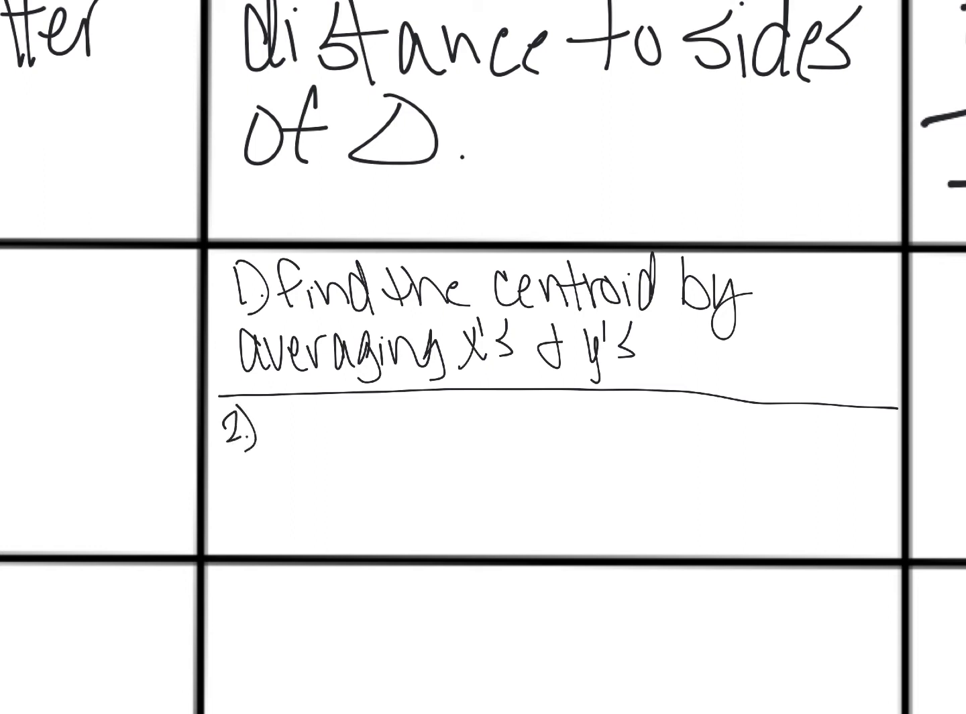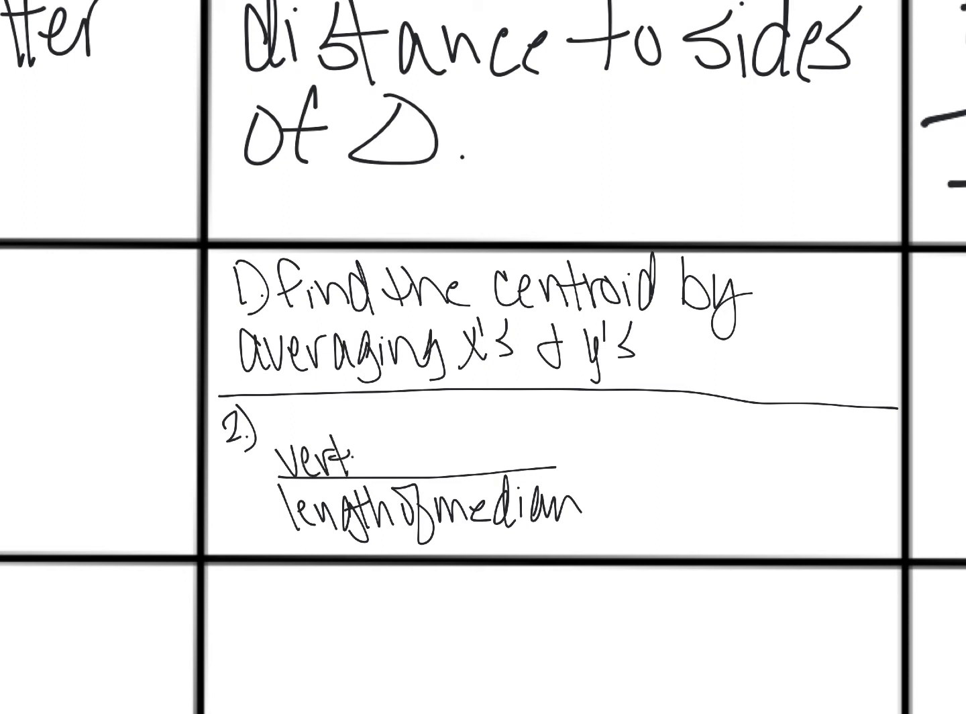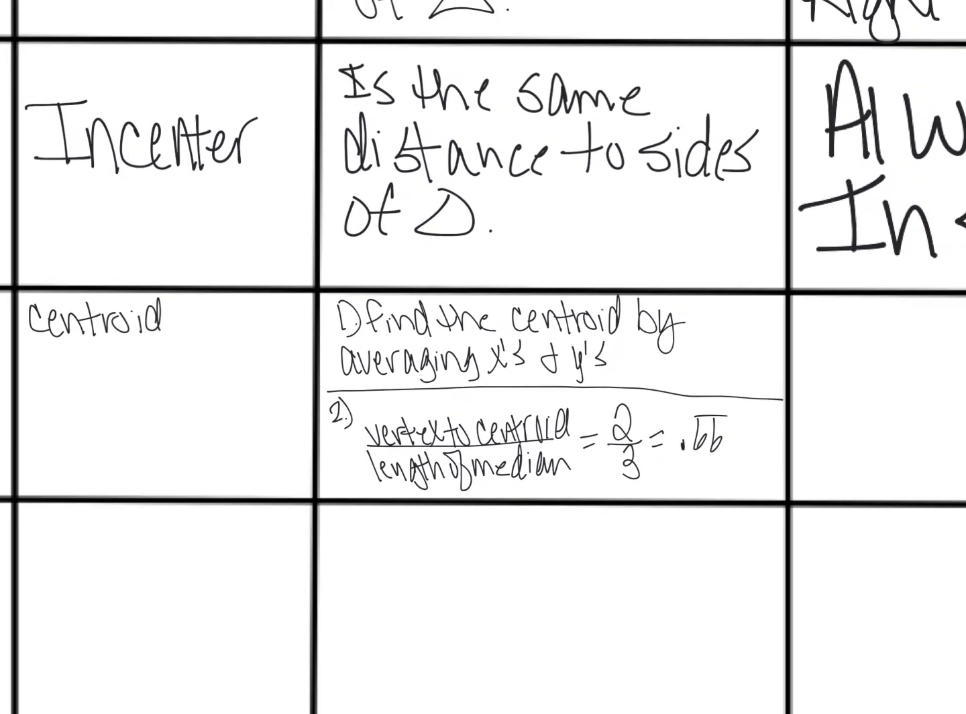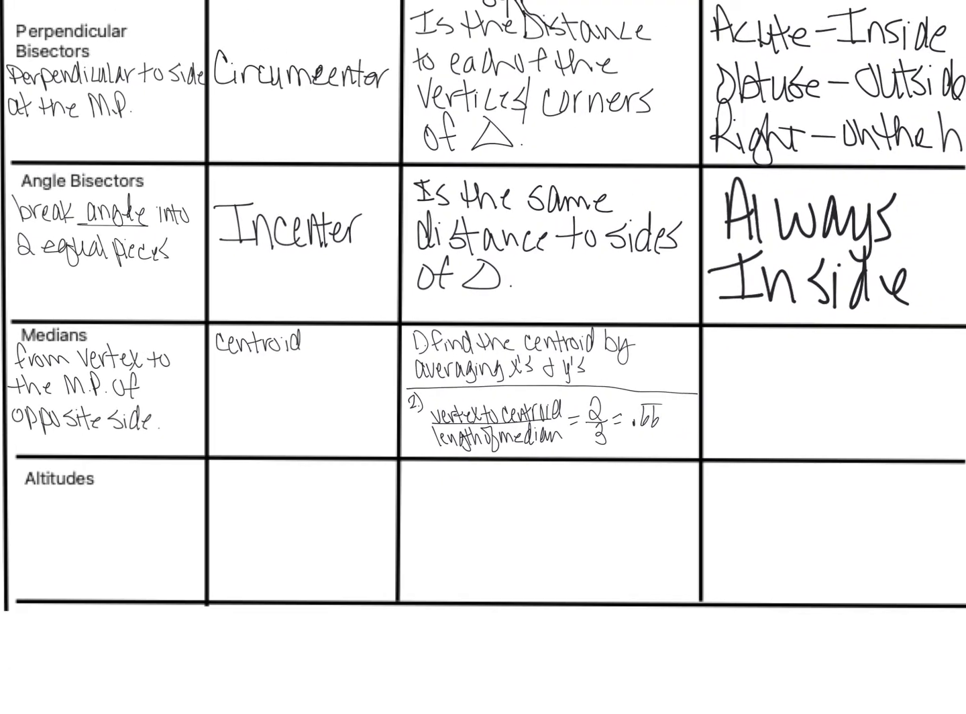And then the second thing we found is that when you compare the length of the whole median, so that would be our denominator, to the length from the vertex to the centroid, that fraction will always simplify to 2/3 or approximately 0.66 repeating. Okay, so those were the two things that we learned with the centroid, and the centroid is always on the inside.